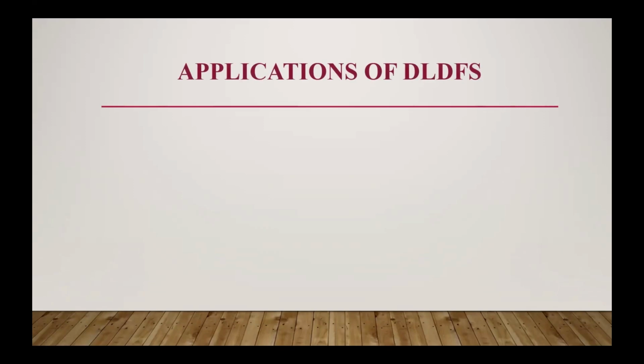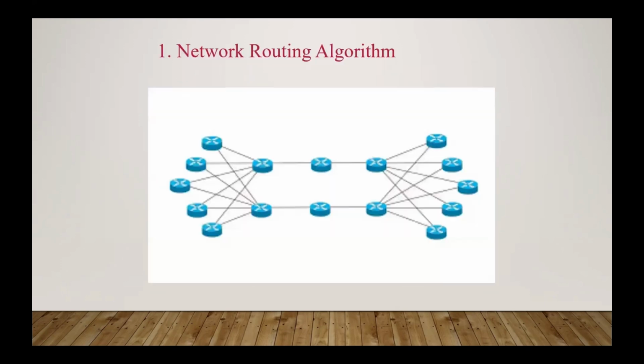Applications of depth limited depth first search. First one is the network routing algorithm. In the case of depth limited search, it can be implemented to compute the path between nodes. So it can be used to find out the path between two nodes in a computer network, restricting the number of hops to prevent loops.